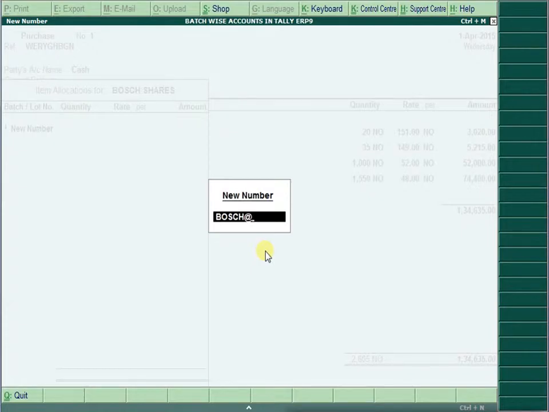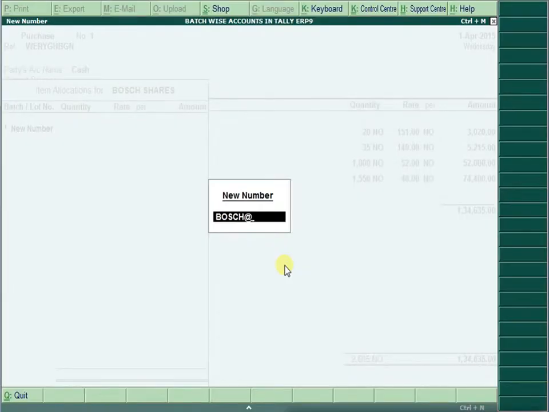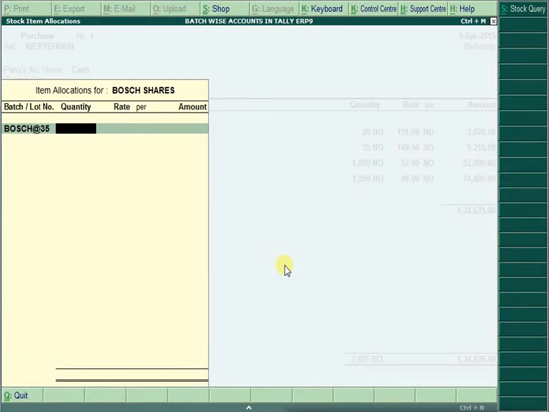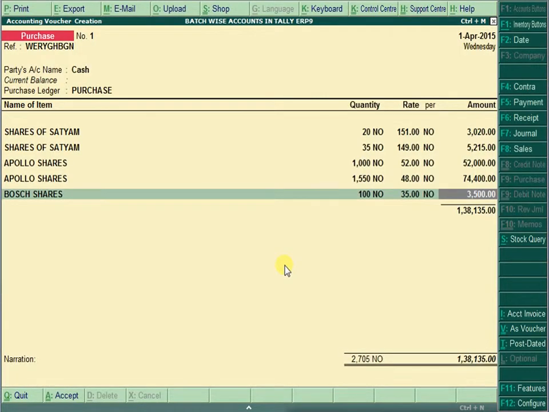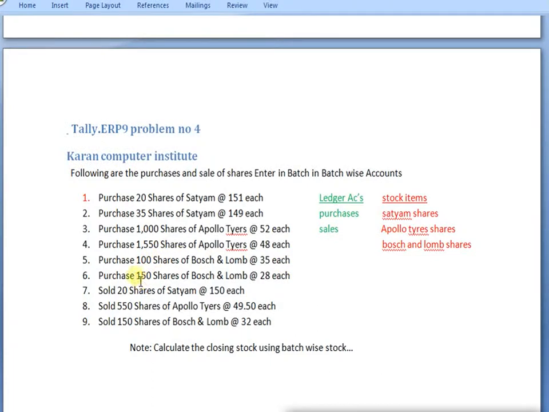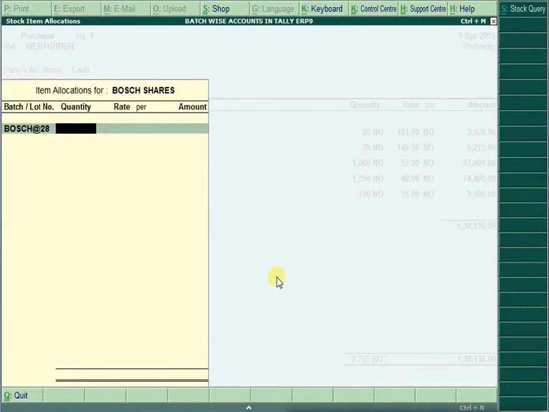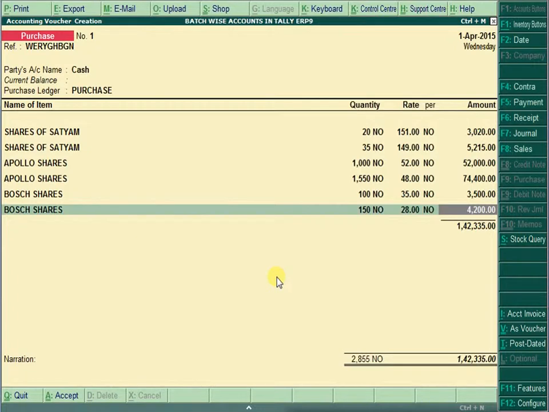Post @35, we are purchasing 100 shares each one 35. It is easy to understand, that's why I am giving the 35 rate. Again, we are purchasing 150, each one 28. This is the purchase entry of batch wise accounts. And next, sales. Just save this.